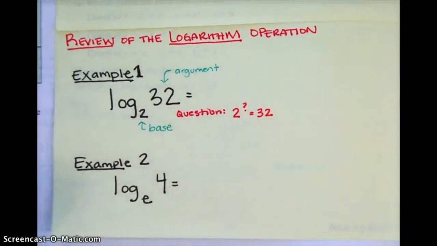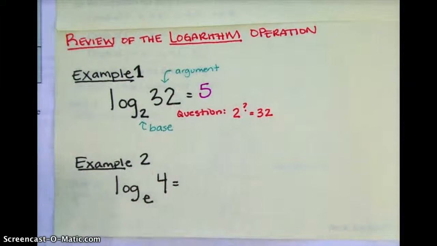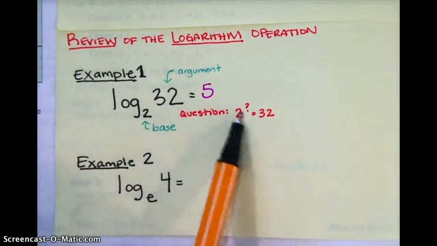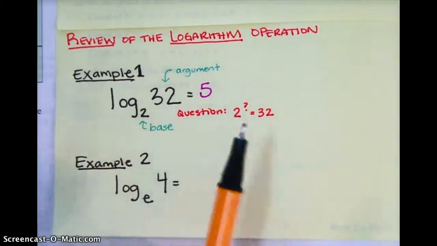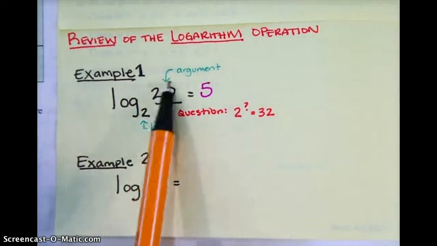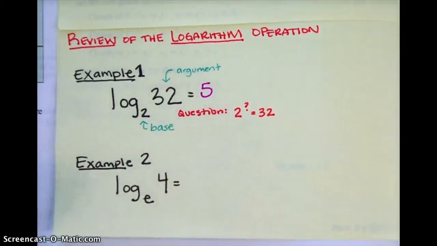In other words, 2 to what power is 32? Well, 2 to the 5th power is 32, so the answer to this logarithm is 5, because that's the correct thing to fill in the question mark in this question. This is how we think about it. But really, if you think about it as a function, 32 is the input and 5 is the output. What you notice right away is that this is the opposite of an exponent. More on that later.